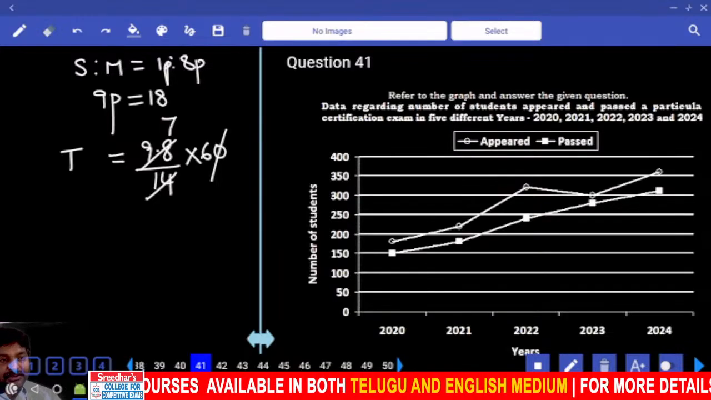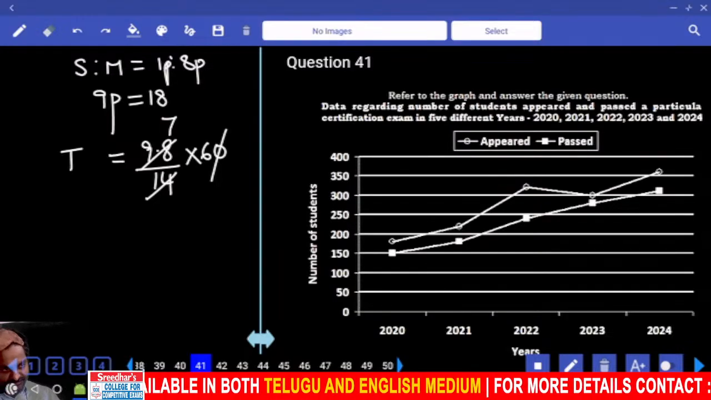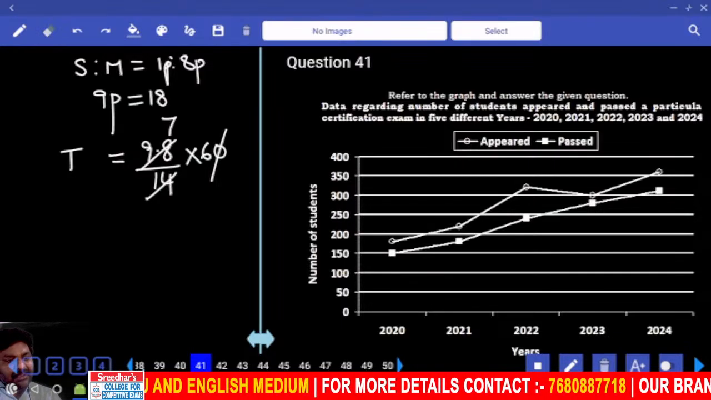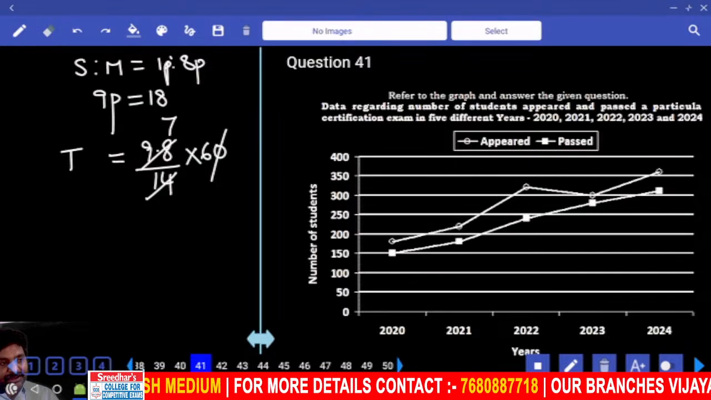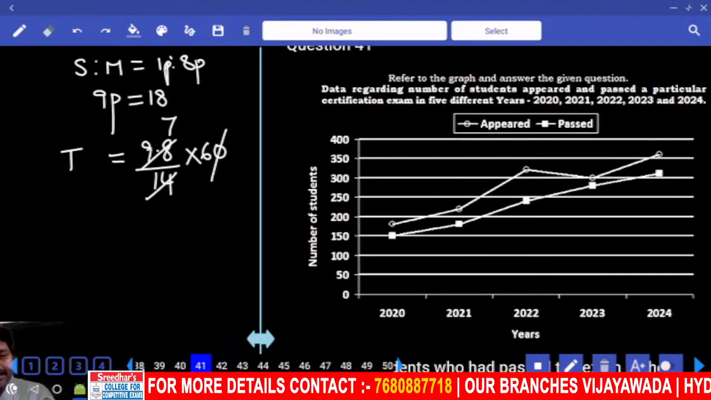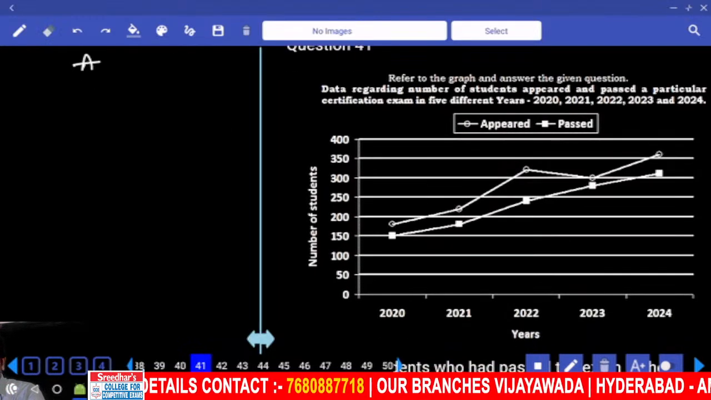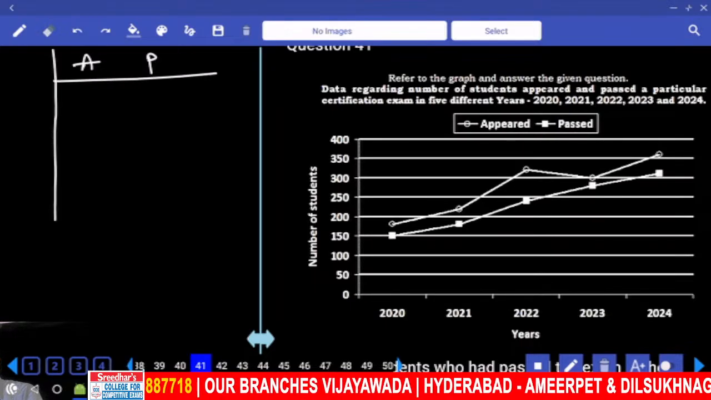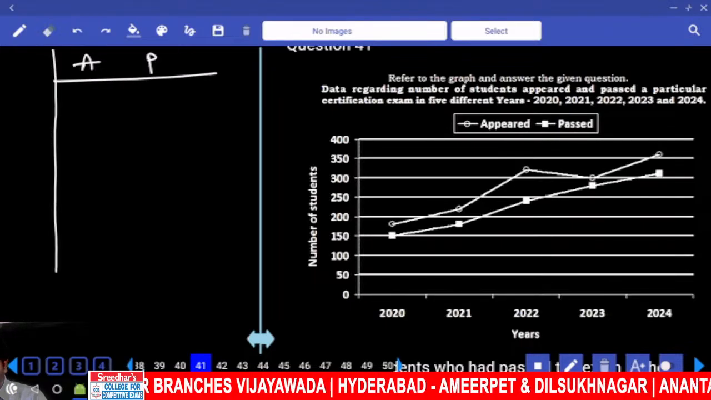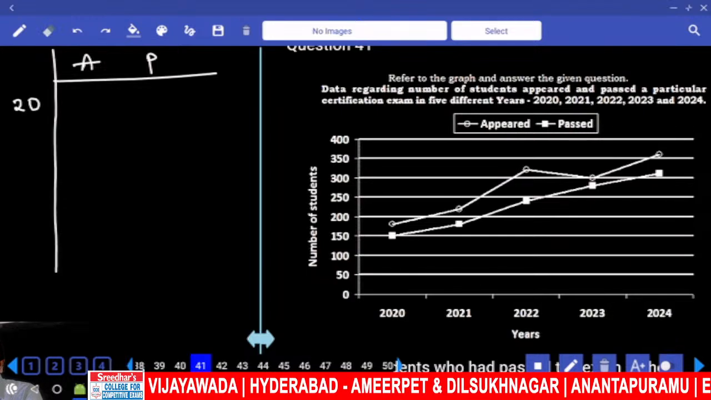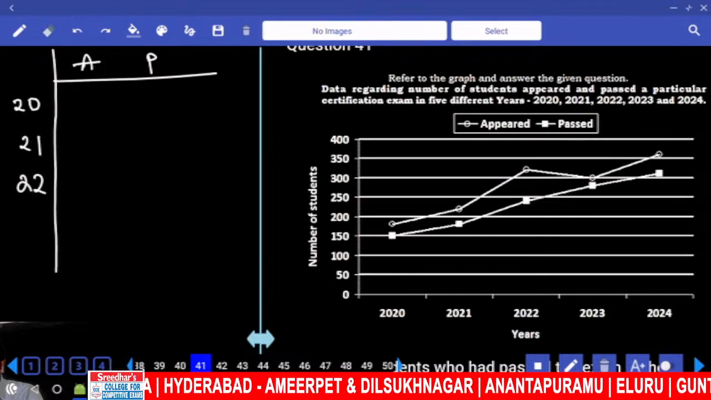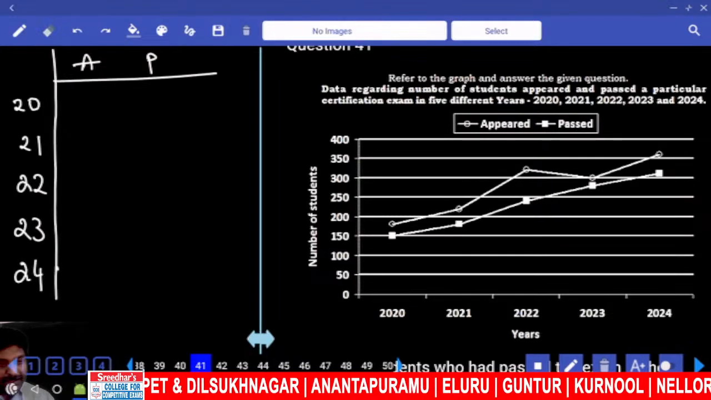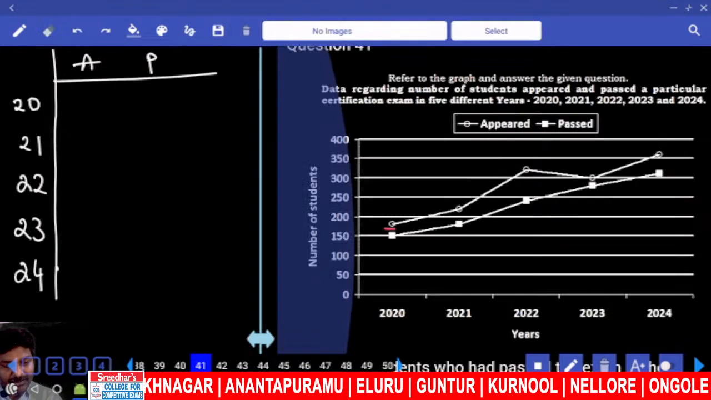Right, data regarding the number of students who appeared and passed a particular certification exam in 5 different years, 2020 to 2024. Appeared and then passed. The difference is going to be failed. 2020, 21, 22, 23, 24. Appeared people, circle in shape.